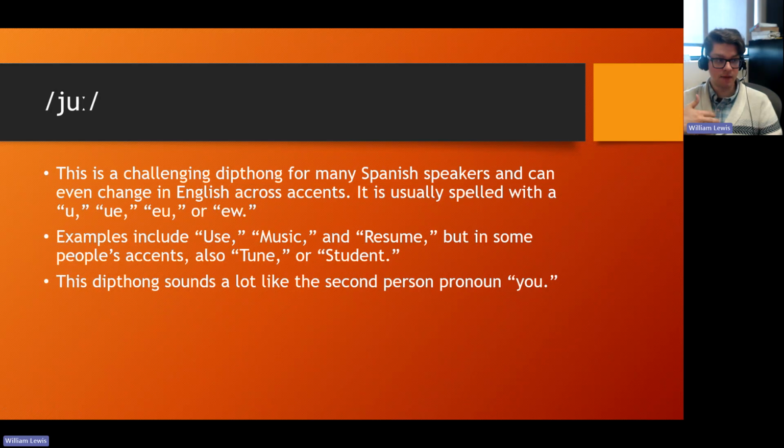In some people's accents, they'll also say tune or student with that accent. That's not how I say it. I would say tune or student with an oo sound. I would not use the u diphthong, but some people will, depending on where they're from. And what's helpful to remember is that this diphthong sounds just like the second person pronoun you. So instead of music or music, music. Think about someone pointing at you.